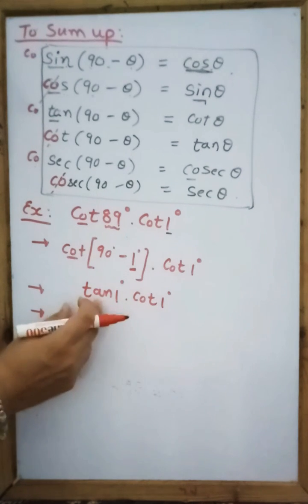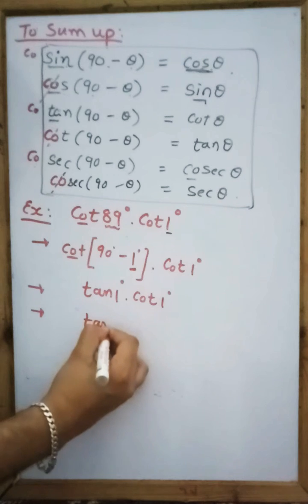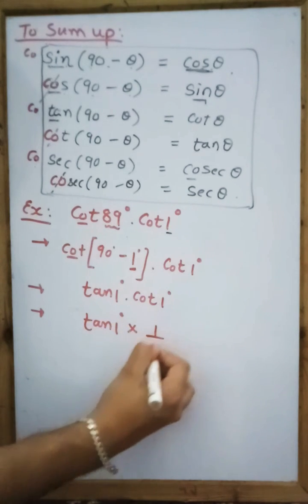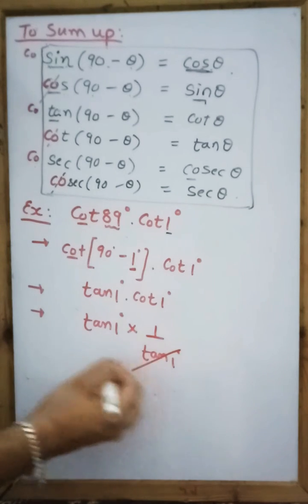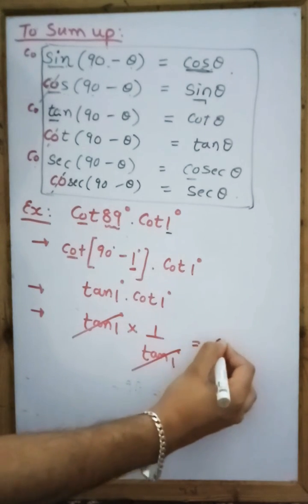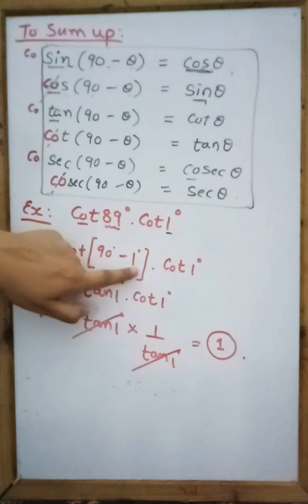So tan 1 into cot 1. And then you know tan and cot are reciprocals of each other. So I can rewrite cot 1 as 1 by tan 1, and then tan 1 upon tan 1. So this will get cancelled and I will get the answer as 1 only. I hope you are all able to understand this thing. So in questions you have to see if the angles are complementary. If you can see two angles which are complementary, write one of them as 90 minus the other.